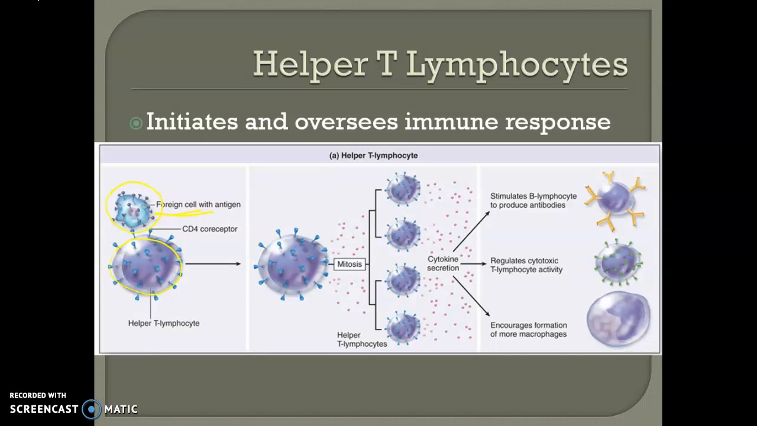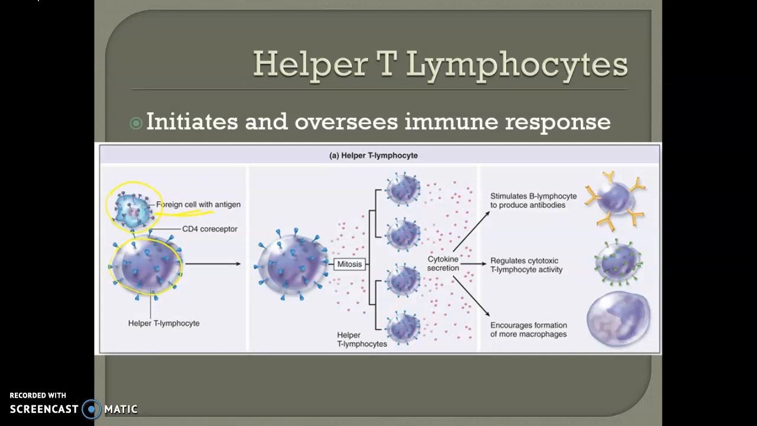First, it releases lots of cytokines as shown by the pink balls. And also the helper T lymphocytes start dividing by mitosis. So the two things work together. Mitotic division of the helper T cells, and also the helper T cells produce a huge amount of cytokine. These cytokines then stimulate the B lymphocytes to produce antibodies, regulate cytotoxic T lymphocytes to actually kill the antigen, and also it encourages formation of more macrophages.